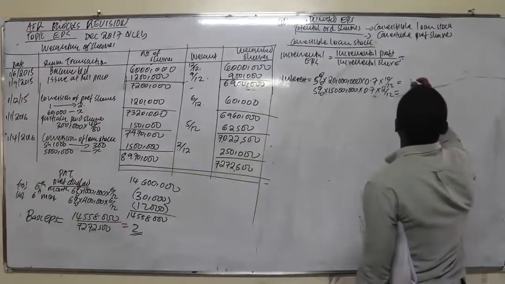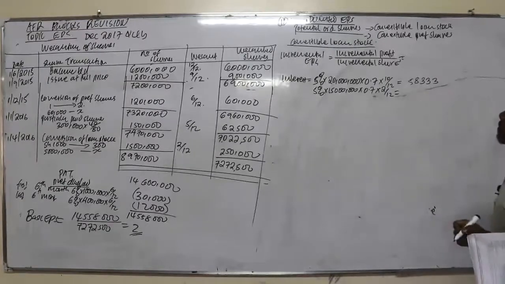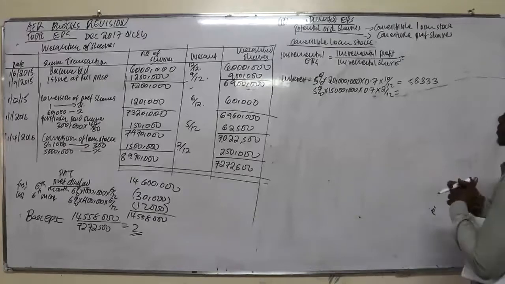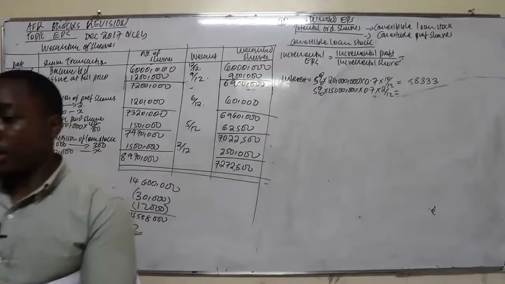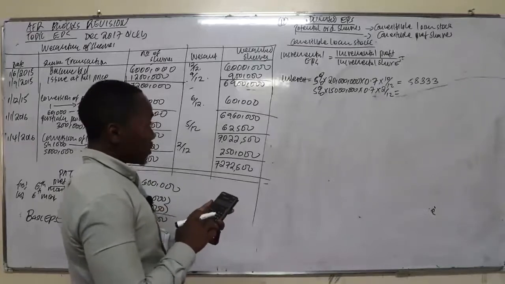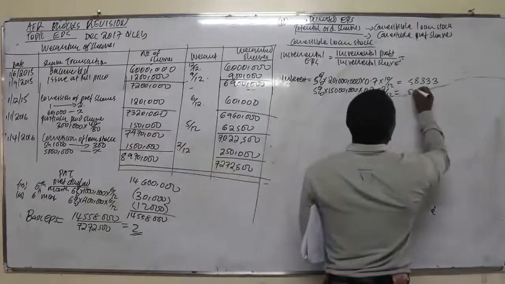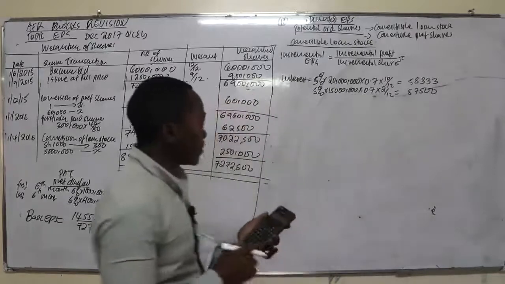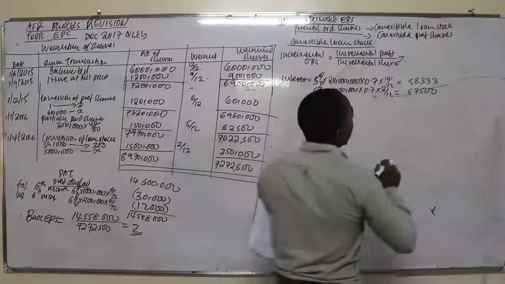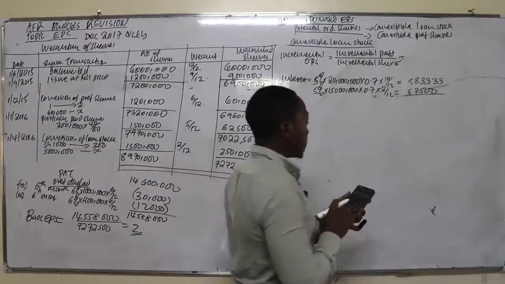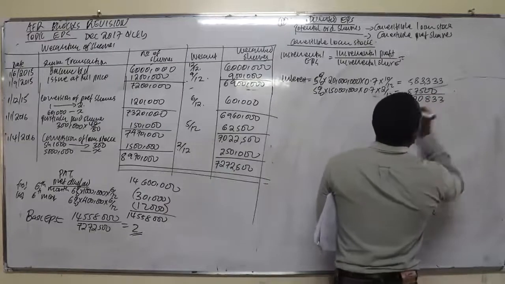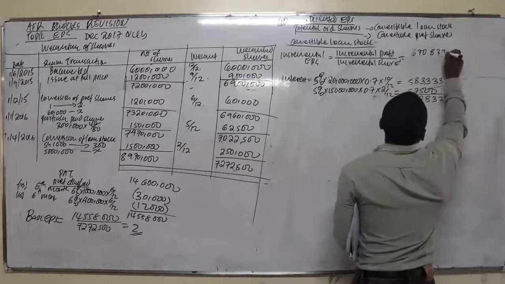The first one is 58. Let me use your calculator. So one must be wrong. And the total interest we have is 670,833. So the incremental profit will be 670,833. You divide by the incremental shares.